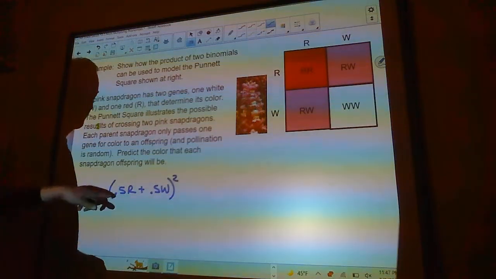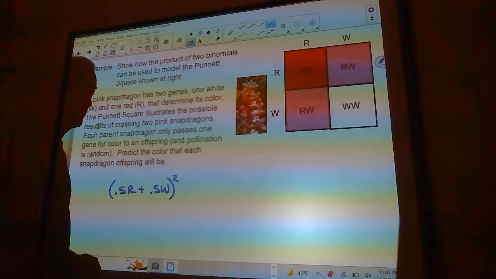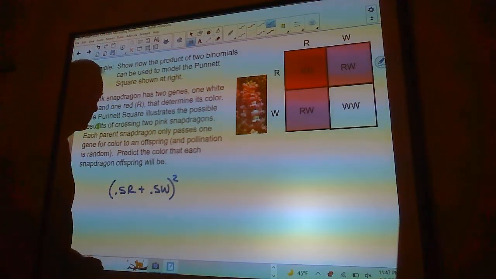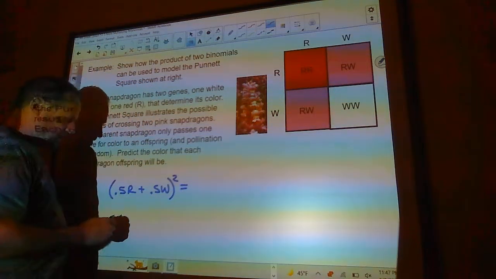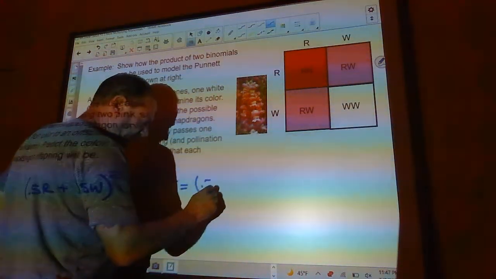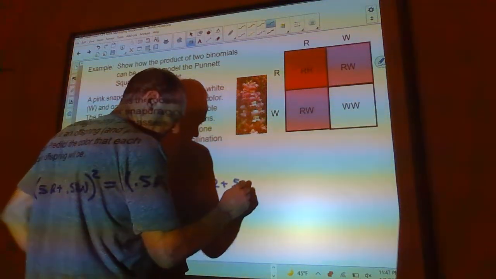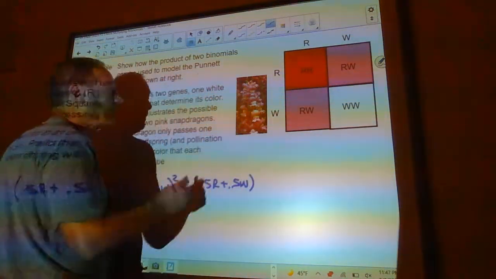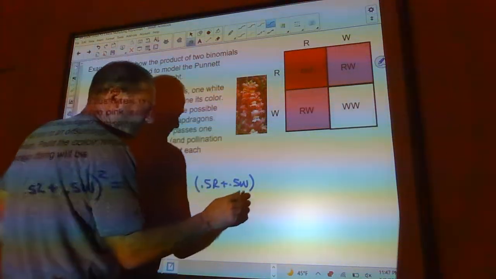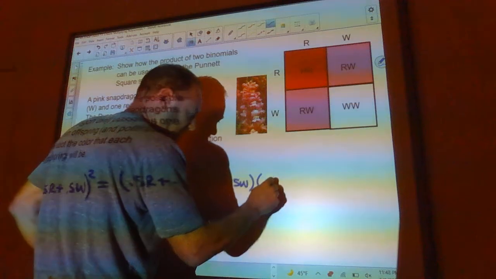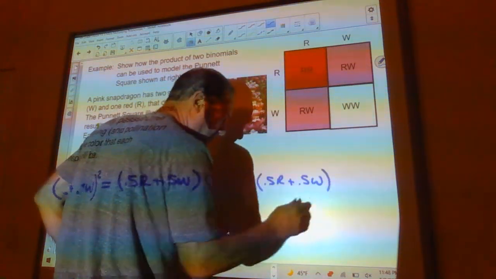So half of them are red, half of them are white. Half the genes are red, half the genes are white. Okay, and I'm going to square that. So what happens here? I get 0.5R plus 0.5W. Let's rewrite that a little bit. Times 0.5R plus 0.5W.